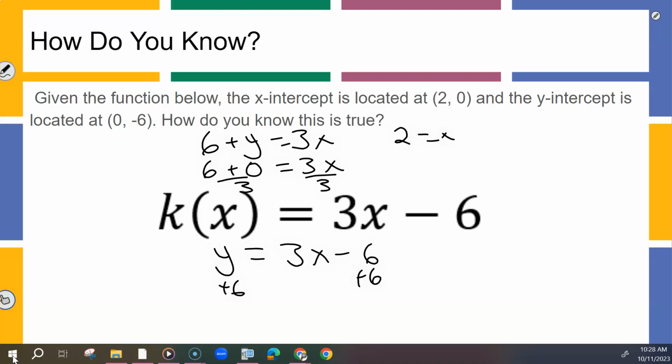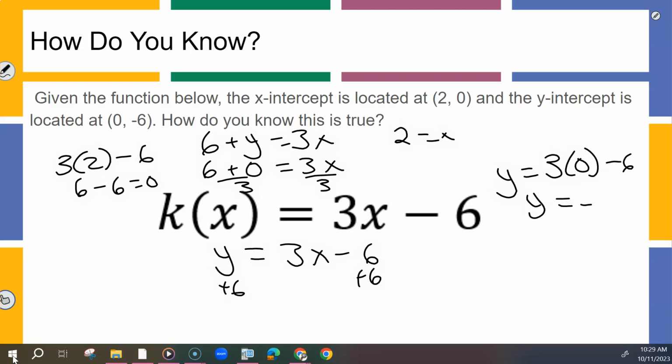How could we know that this is the y-intercept, (0, -6)? You plug in 2 for x. But will that give me negative 6? Maybe 0. That just means that this is true. But how could I get the y-intercept of negative 6? It's going to be very similar to what we just did to find the x. If I put 0 in for x and then solve, I get that negative 6.